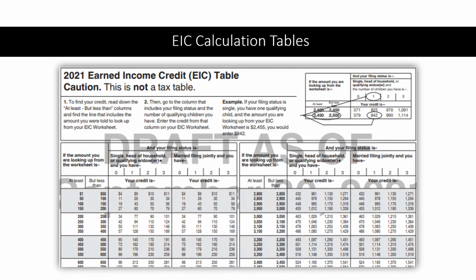Notice that this is not the tax table, it's a different table. But you can see there on the left that there's an income bracket. And then there are some filing statuses across the top, and inside of those filing statuses it has a number of 0 to 3, and that's how many dependents this taxpayer has. And so that's how the credit is figured, based on the earned income, the filing status, and the number of dependents.